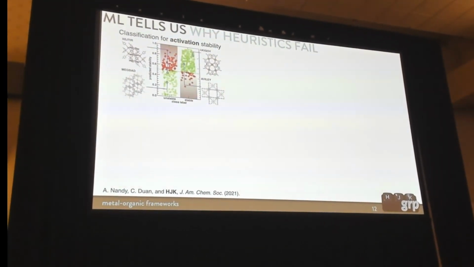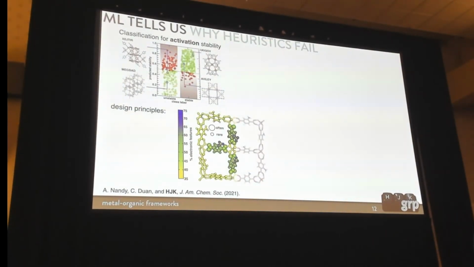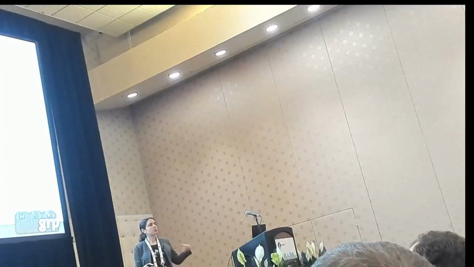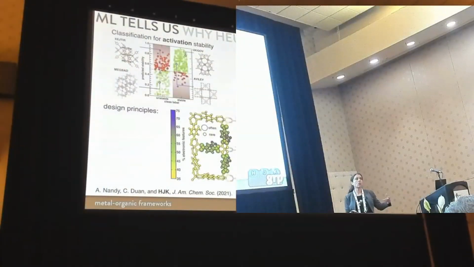And so that's what we did. We built a classification model for activation stability, and we could look at the design principles. Here, the main thing is that the design principles point to linker chemistry being really important. When we looked through the literature, most of the heuristic tools we found were more sensitive to what is around the metal, whereas our model really honed in on the linker as extremely important.